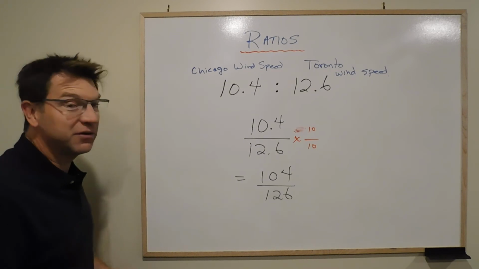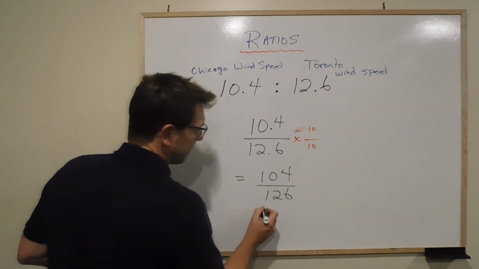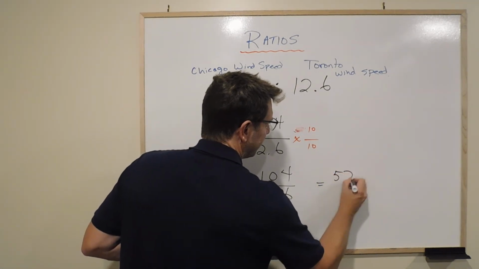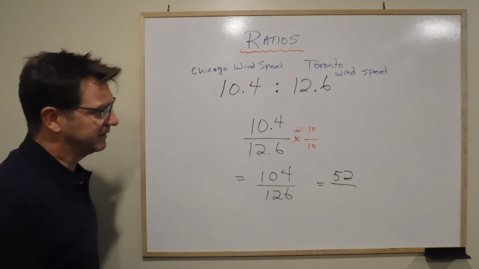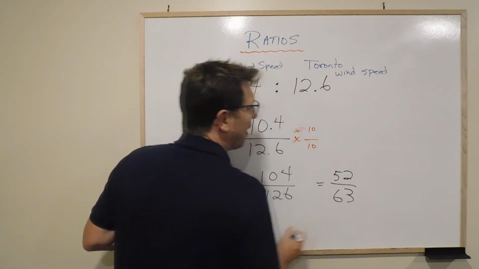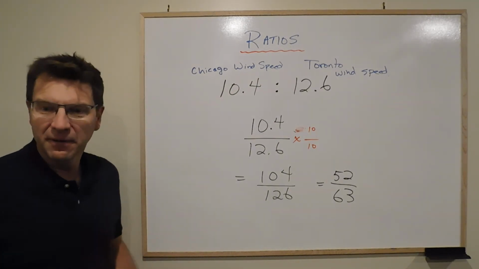And then I can reduce it to lowest terms. I can say, well, hold on. 104, I can put 2 in there. That's 52. 126, I can divide by 2, and that's 63. And my ratio in lowest terms would be 52 to 63.